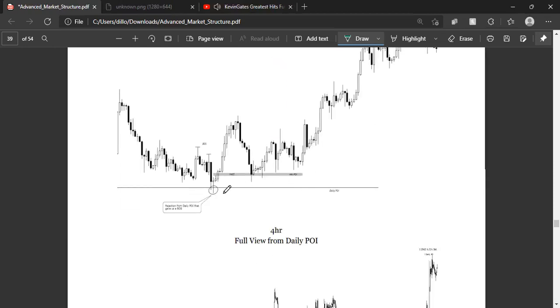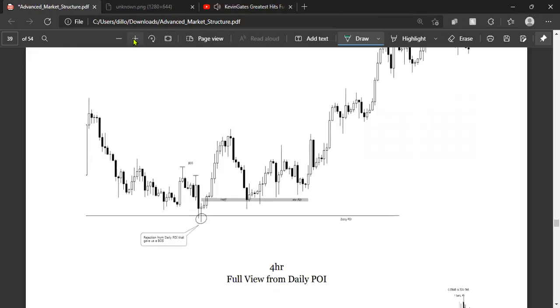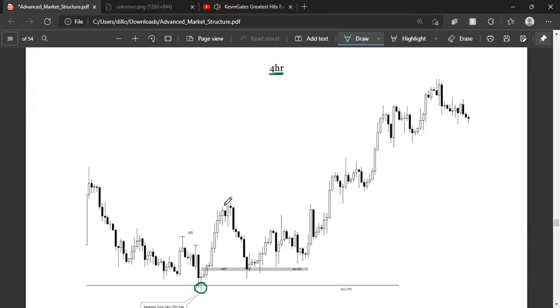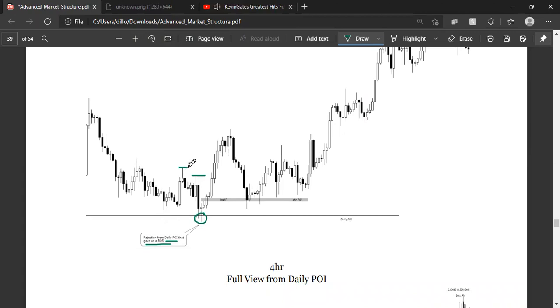So what do we see? Very plain and simple, guys, plain and simple. So this is that rejection, right, from that daily point of interest that gave us a break of structure. Well, if we notice, we're on the 4-hour now, and we see a 4-hour rejection give us a break of structure. And just like always, right, we can create a point of interest for ourselves. We can use this last down candle. We can use this inefficiency, right?